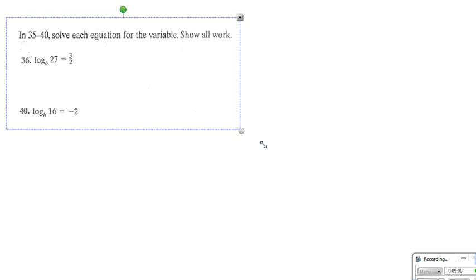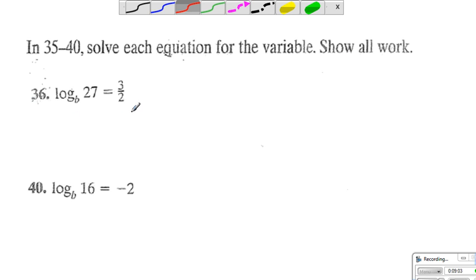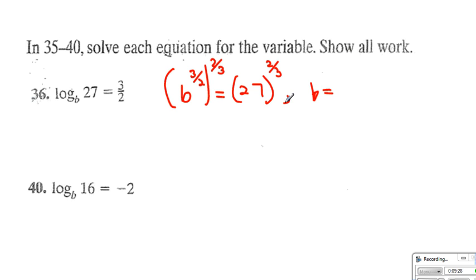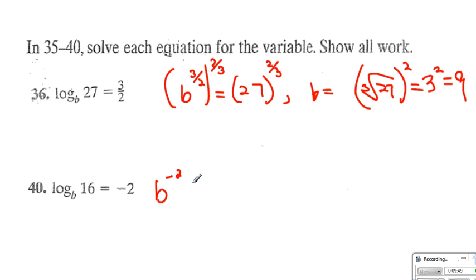We want to solve for the given variable. For the first one, if you write this in exponential form, we get b to the 3 over 2 power is equal to 27. That means to find out what b is, we have to raise each side by the reciprocal of the exponent, so we raise by the 2/3 power. Then b must be equal to the cube root of 27, entire thing squared. And the cube root of 27 is equal to 3, so we end up getting 3 squared, which is 9.